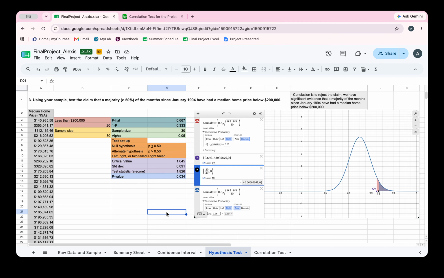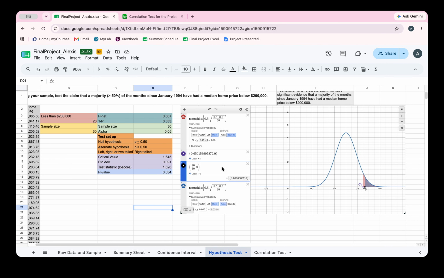So the conclusion is our p-value is less than our significance level of 0.05, the alpha. And so we can reject the null hypothesis. So in context, this means that there is significant evidence to support the claim that the majority of the months since 1994 have a median home price below 200K. So our sample proportion is significant enough to conclude that this majority is likely true for the wider population.